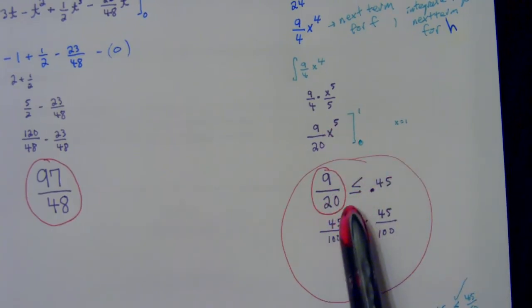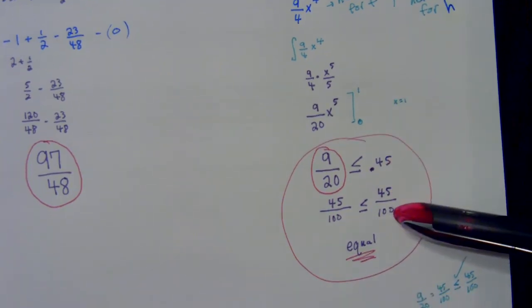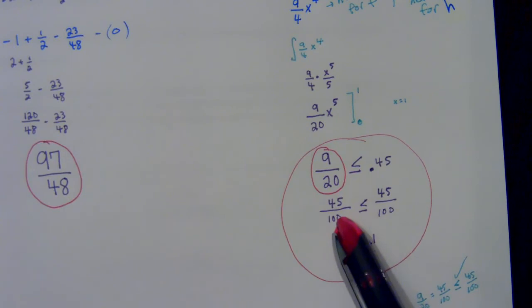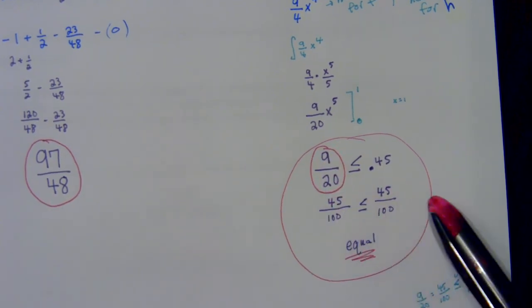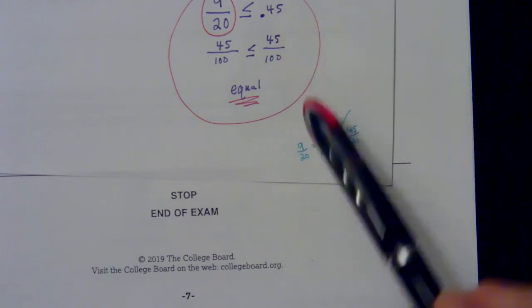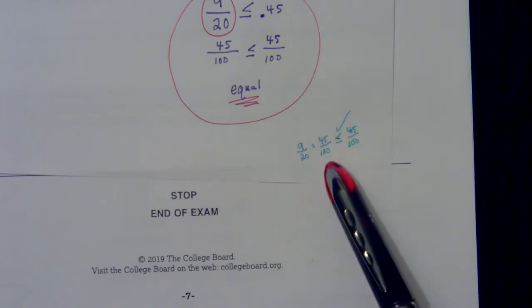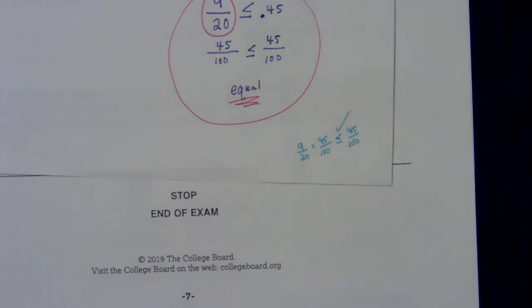And then we're supposed to show that that's less than that 0.45. In my head, I'm just saying, hey, that's 45/100. So I times that by 5 to get the 100, which means I times the top by 5 to get 45. It says show it's less than or equal to it. They're actually equal to each other. So you can say 9/20 equals that 45/100, which is indeed less than or equal to that 45/100 right there.